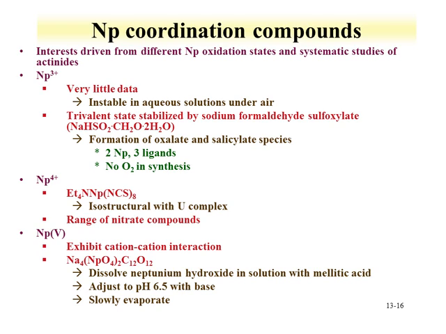An area of fundamental chemistry that involves neptunium is coordination chemistry. And this interest is driven by the different oxidation states that neptunium has and the ability to perform systematic studies of the actinides. For neptunium-3 coordination compounds, there's very little data due to the instability in aqueous solutions under air. For neptunium-4, a few compounds have been formed, and they are found to be isostructural with the uranium-4 complex. Neptunium-5 is shown to undergo cation interactions.